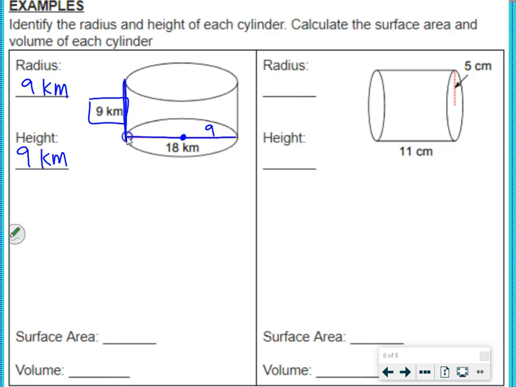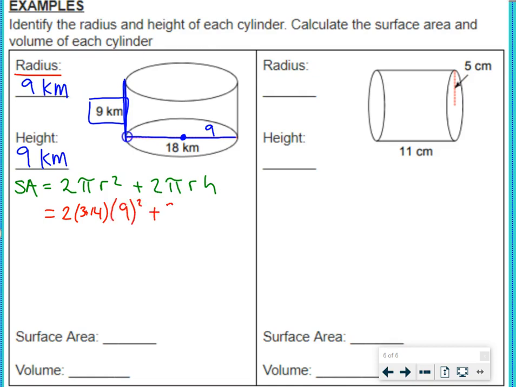So now we want to calculate the surface area and the volume. So let's start off with the surface area. Remember, the surface area formula is 2 pi r squared plus 2 pi r h. So all we want to do is plug in the correct numbers. So 2 pi, well, pi is 3.14, our approximation, that's what we're going to use. R, well, that's our radius, so 9. So we'd put 9 there and square it. Plus 2 pi is 3.14. Radius is 9 again, and the height is also 9.